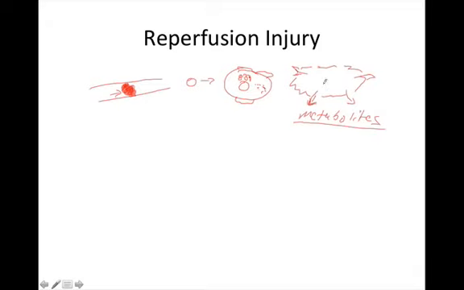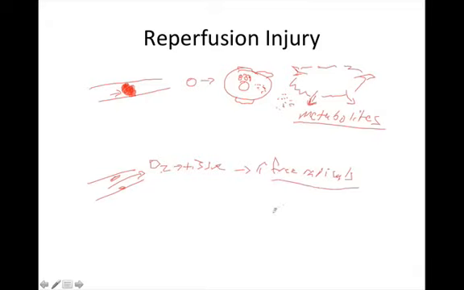As the tissue accumulates these metabolites, what happens if we reintroduce blood? If we remove that blockage and get blood back in there, all of a sudden we're going to have a massive influx of oxygen into the tissue. That massive influx of oxygen is then going to cause a dramatic increase in the generation of free radicals, those reactive oxygen species or agents that we like to think of.